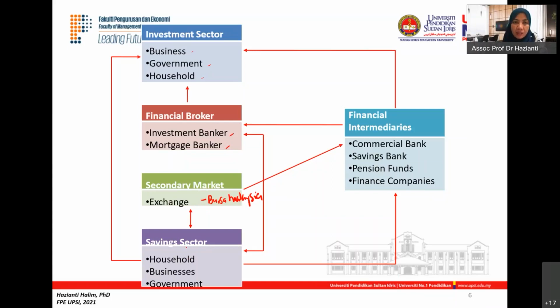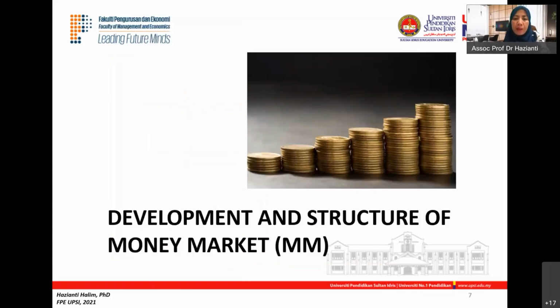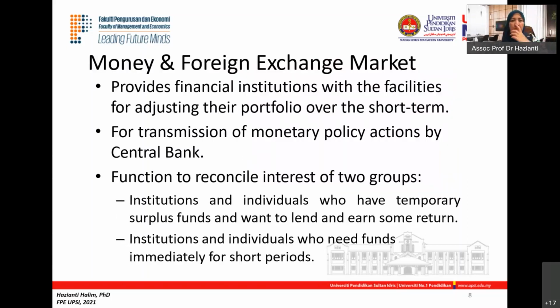Saving sector, again, this saving and investment, it looks like the same participants, household, businesses, and also government. And these are the financial intermediaries. So we have introduced you to the financial intermediaries, whereby we have commercial banks, pension funds, and also finance companies. All right, a bit on the development and structure of money market. We put the short form here, MM, money market.